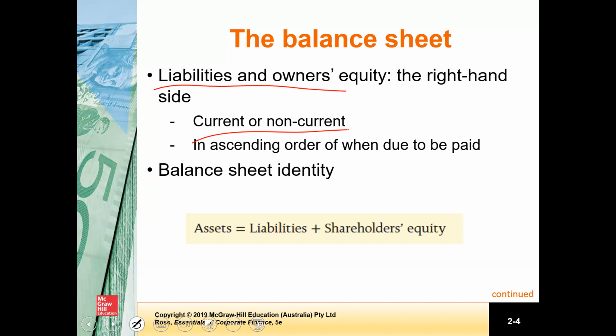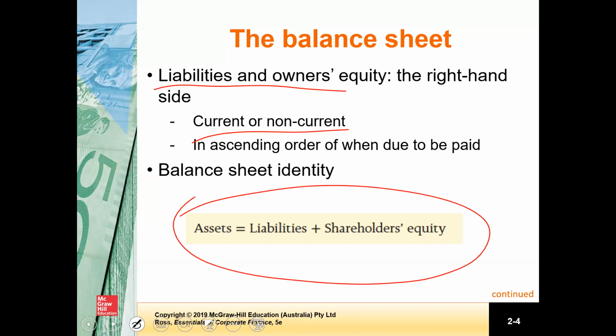The structure of the statement of financial position is intended to reflect this equation. So you can see assets equal liabilities plus equity, which means that assets minus liabilities should be equal to equity. This equation is also called the balance sheet identity or equation, and it always holds because shareholders' equity is defined as the difference between assets and liabilities.